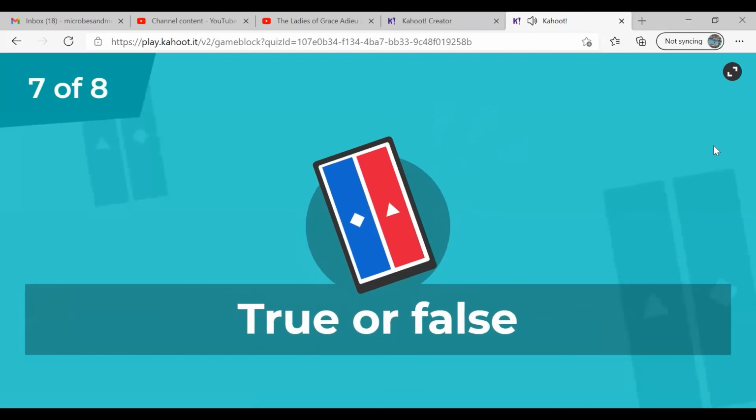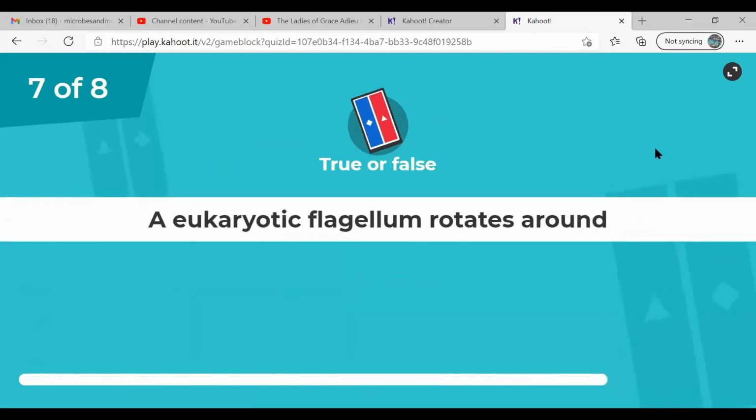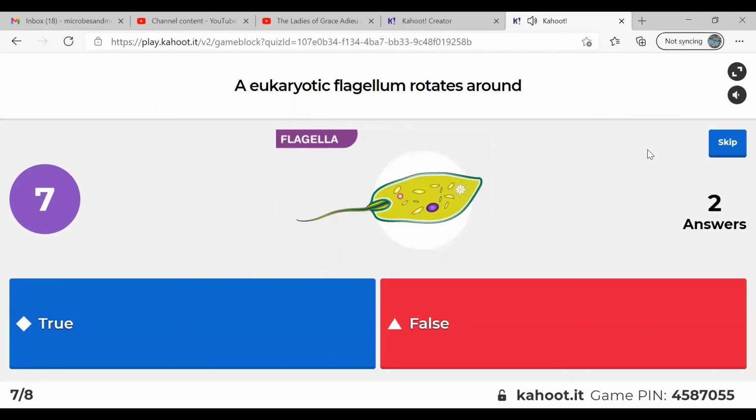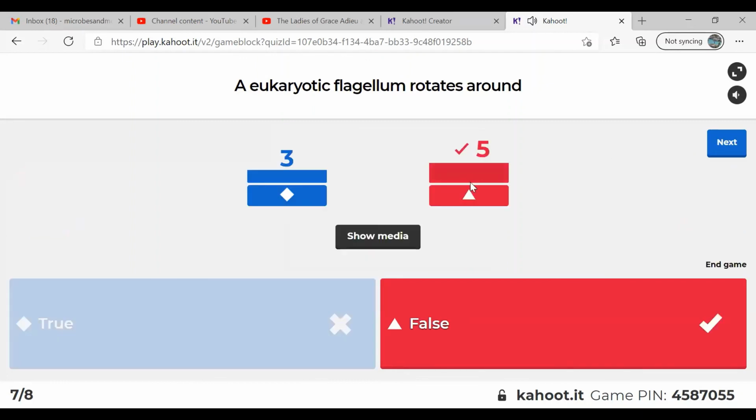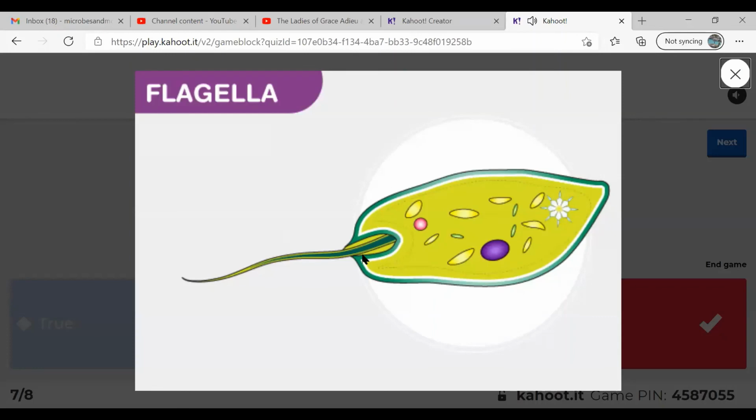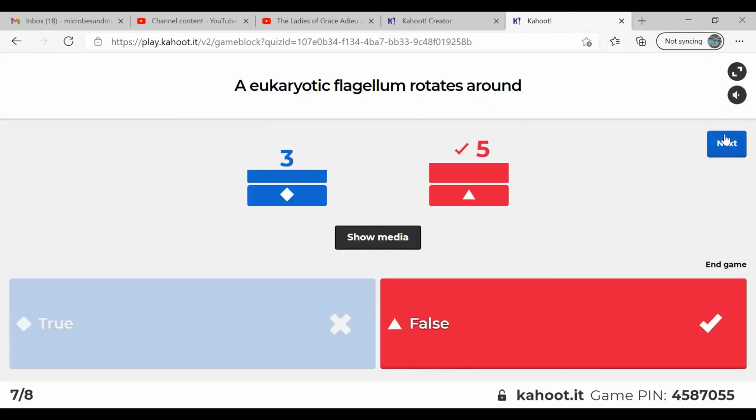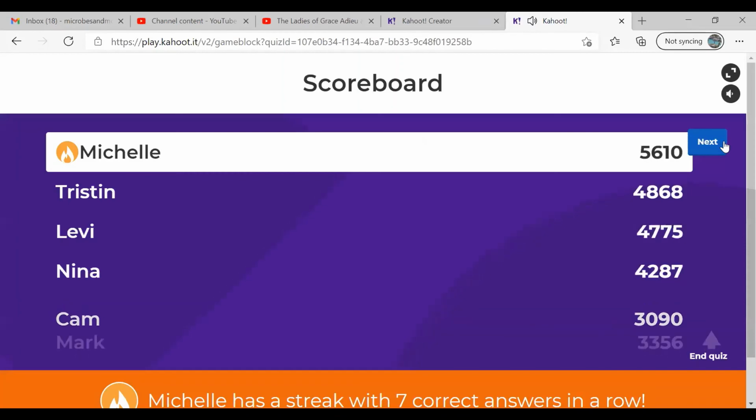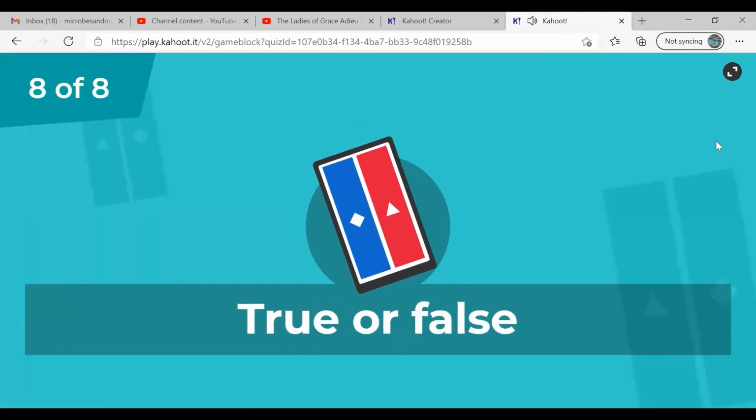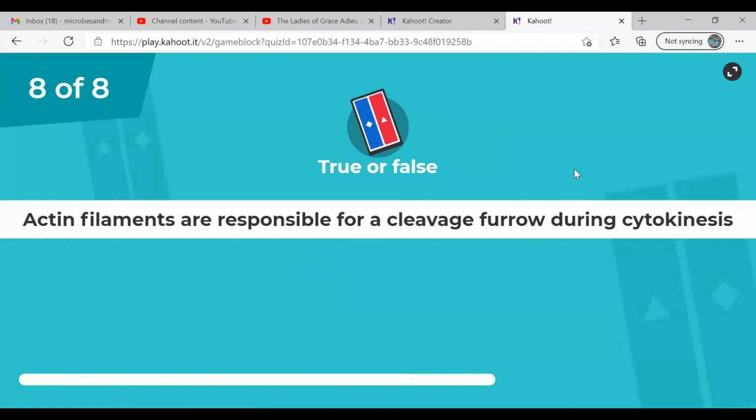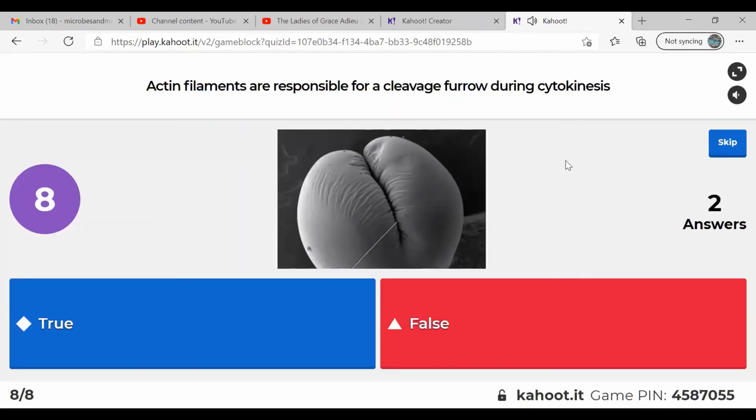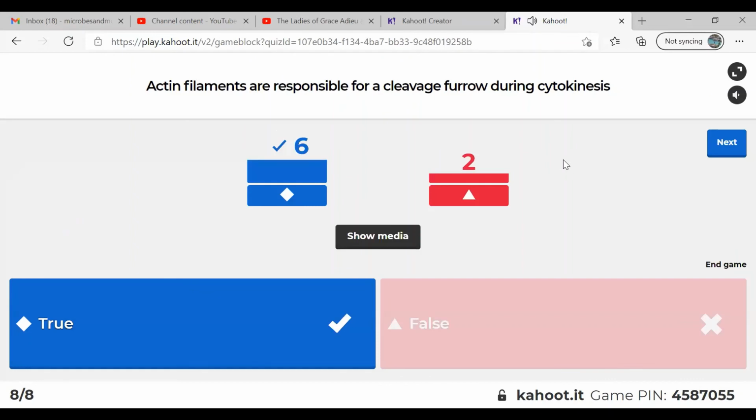All right, question 7 of 8. True or false? A eukaryotic flagellum rotates. The correct answer is false. Remember, this is like a sperm cell. It's going to flap up and down. It's not going to rotate. All right, last question. True or false? Actin filaments are responsible for a cleavage furrow during cytokinesis. True. So not too bad.